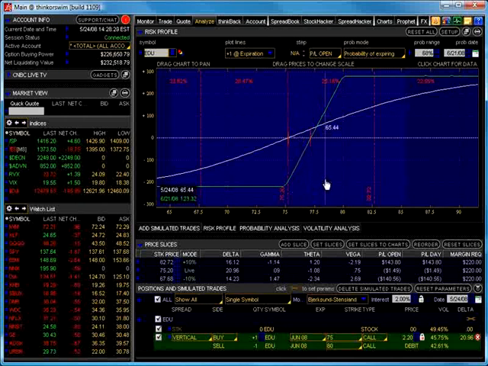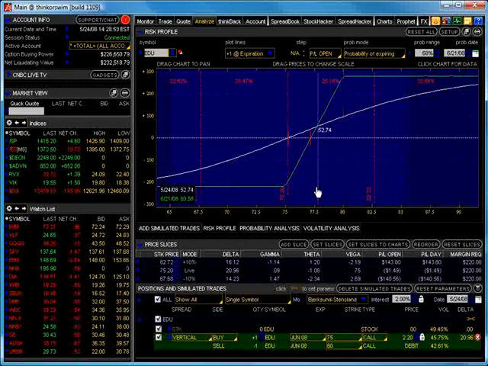In fact, the minimum that it would have to go up to achieve our maximum profit would be $80 right here. After $80, we continue to receive our maximum profit, but in order to achieve the maximum profit, it has to rise by $5 before the expiration date. So it has to do something.